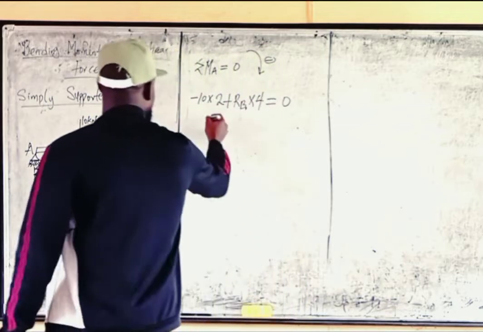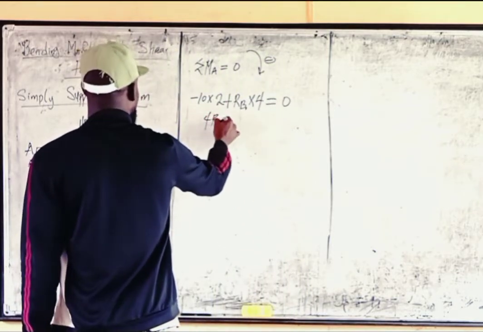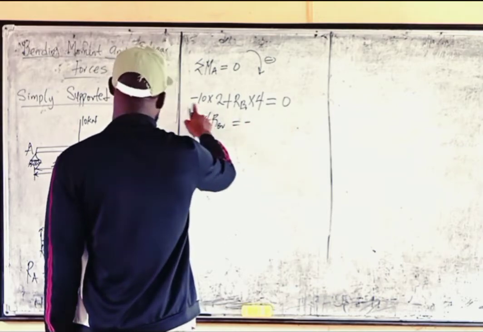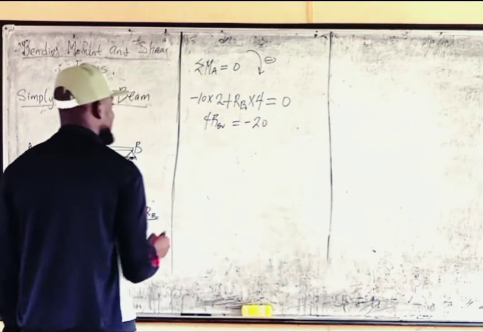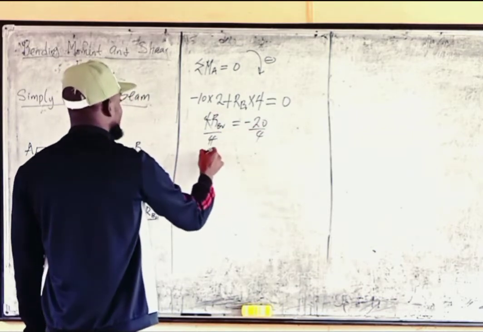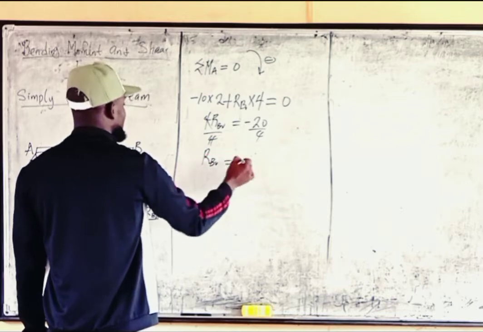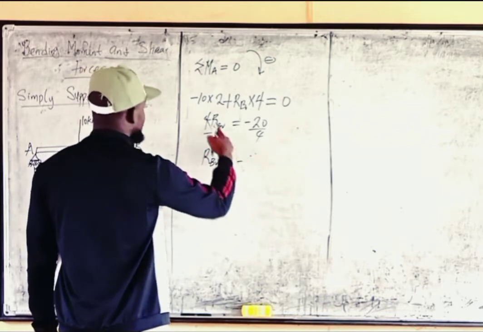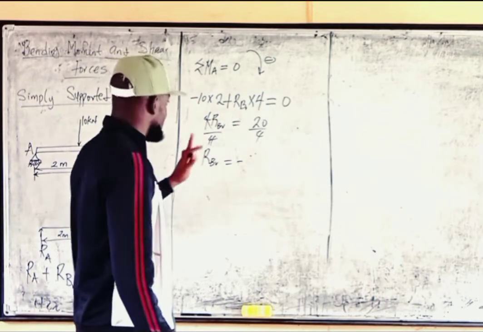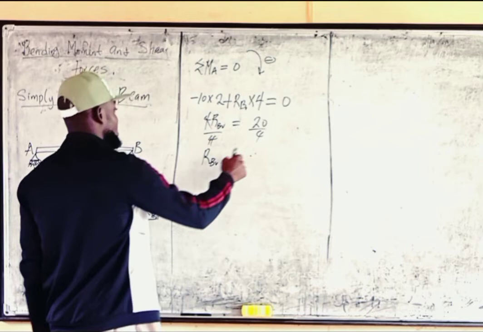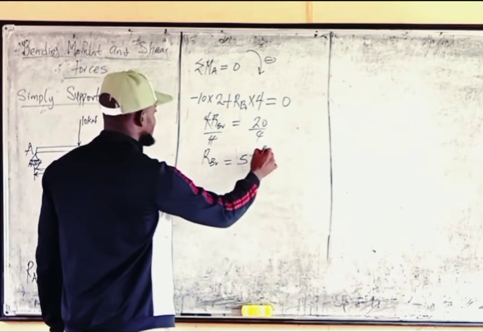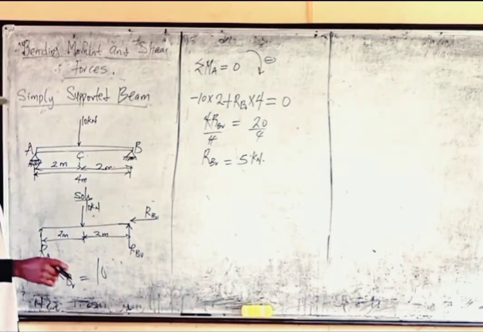So we will now be having 4 arrow B equal to 20. If you divide both sides by 4, our arrow B will be equal to plus 20 over 4, because if minus crosses to this side, it changes to plus. So we're going to have plus 5 kilonewtons. That's what we're having for arrow B.